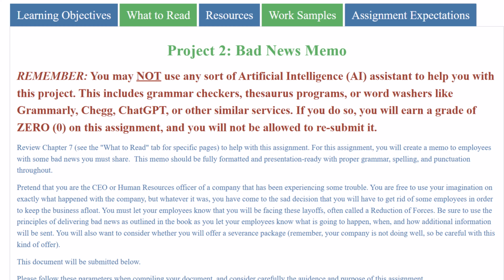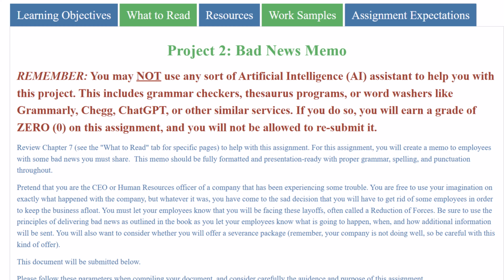For this assignment, you're going to review Chapter 7, where you can see how to write a memo to employees, and you have to share some bad news. This memo should be fully formatted and presentation ready. It should have proper grammar, proper spelling, proper punctuation throughout. You're going to take on the role of the CEO or the Human Resources Officer of a company, and you guys have had some kind of trouble.